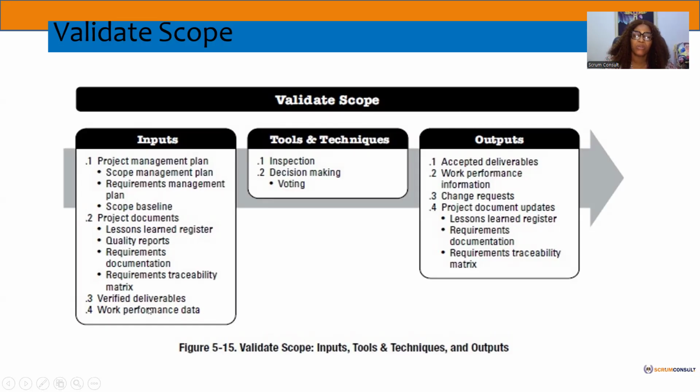You see, input, verified deliverables. Verified deliverables that have not been validated can never be accepted. Okay, so you must inspect or validate your verified deliverables to have your output as your accepted deliverables. Your work performance information. At this point, you have now validated your plan versus your actual.